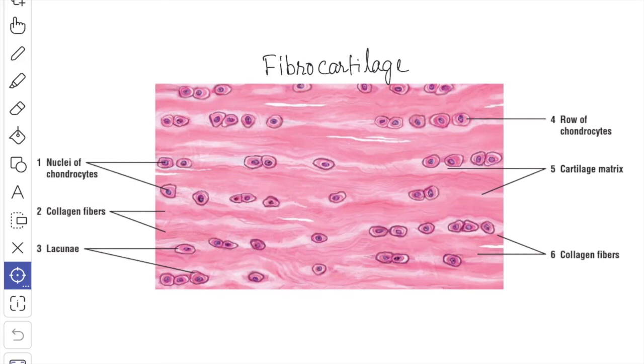The collagenous fibrocartilage is different from the hyaline cartilage in that the fibrocartilage has type 1 collagen fibers, whereas in the hyaline cartilage it is type 2 collagen fibers. The fibrocartilage, in contrast to hyaline cartilage, does not undergo calcification.